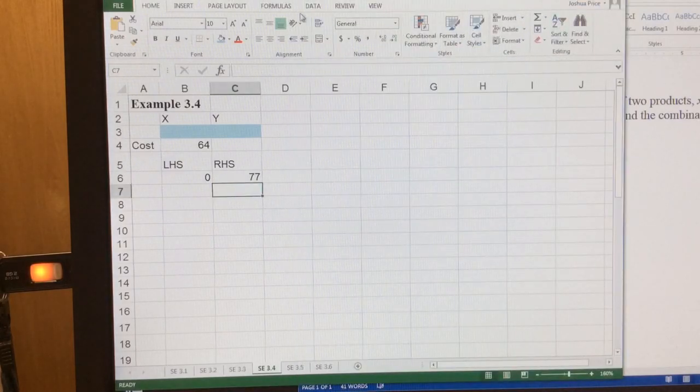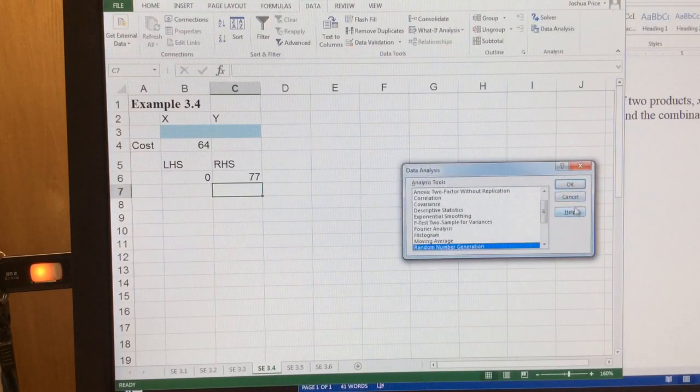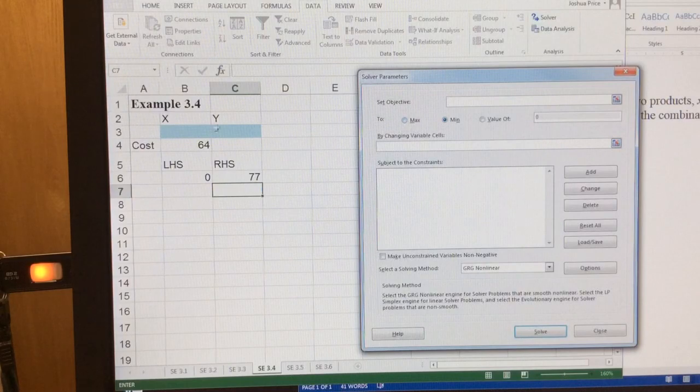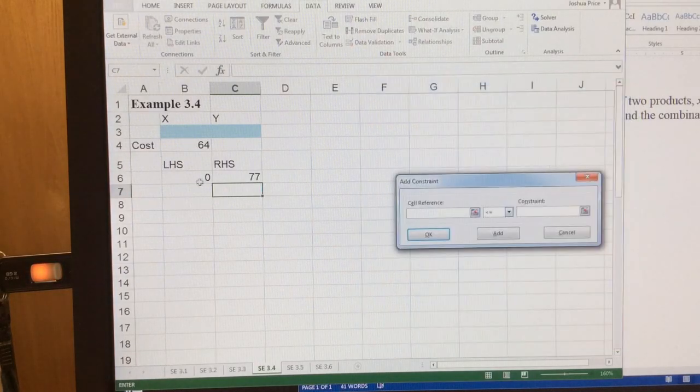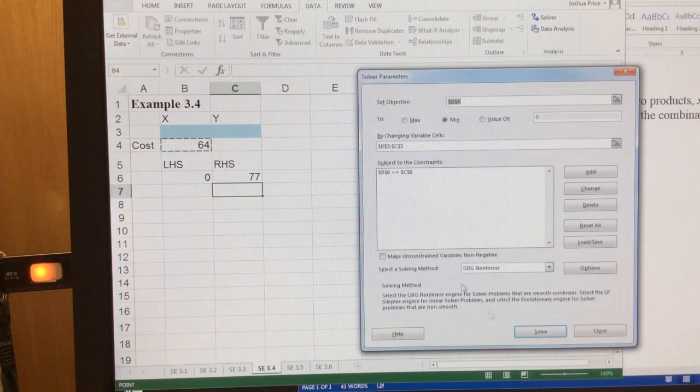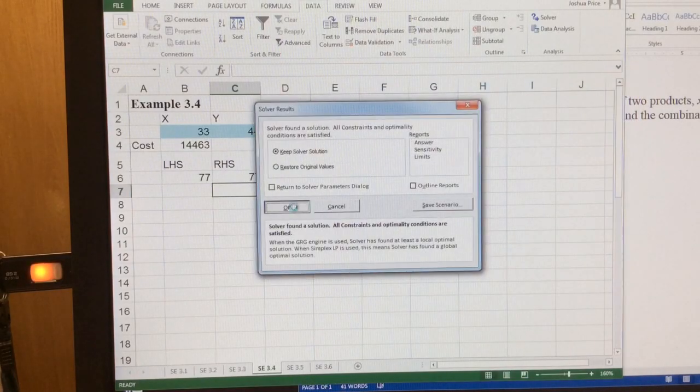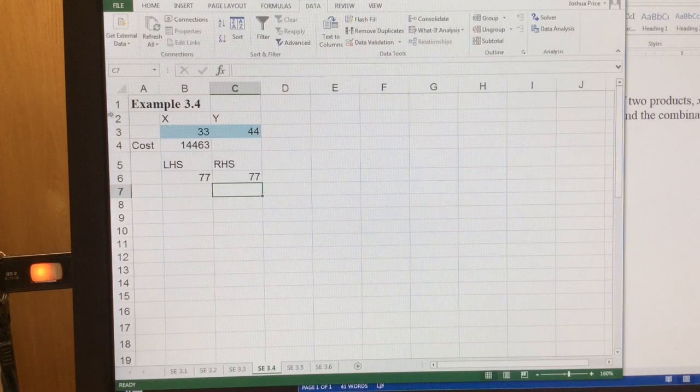So all we need to do now is go to Solver, and we want to minimize our cost by changing X and Y. We want to do so such that we produce at least greater or equal to 77 units of good X and Y. We click Solve, and so therefore this tells us we should produce 33 units of good X, 44 units of good Y. We satisfy the constraint, and our total costs are $14,463.